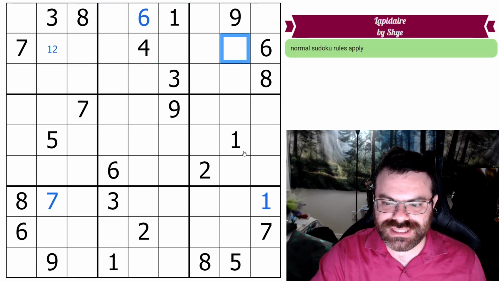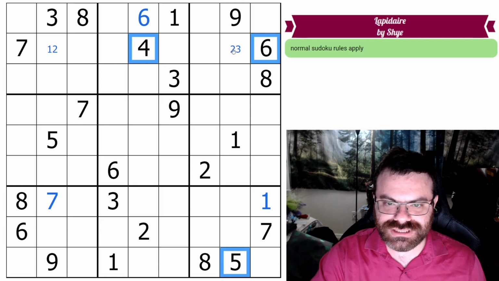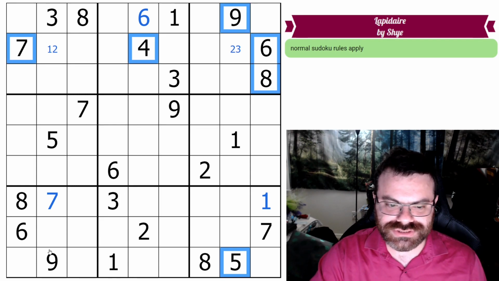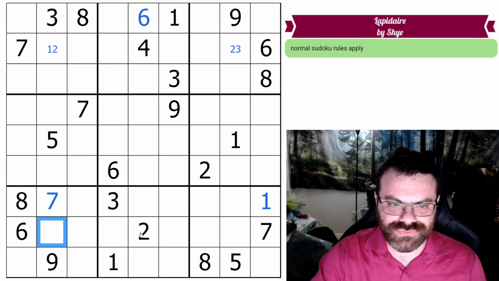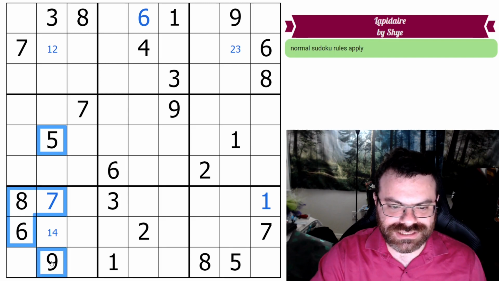This cell here, it can't be 1. It could be 2 or 3. It can't be 4, 5, 6. 7 is here, and then 8 or 9. Let's just do this one next. So it can be 1. It can't be 2 or 3. It can be 4. It can't be 5, 6, that's the wrong 7, this 7, 8, and 9.